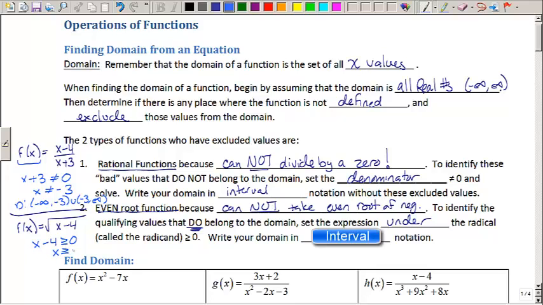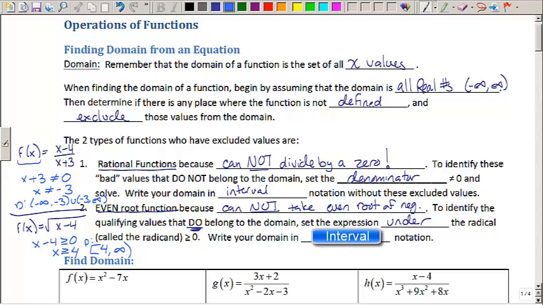After solving this inequality, I'm getting x is greater than or equal to 4. So that's my invitation list. I'm going to include everybody that's greater than or equal to 4. So 4 to infinity, and that is my domain.